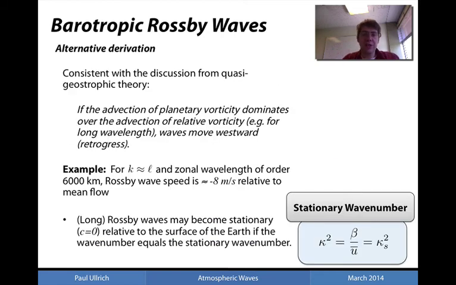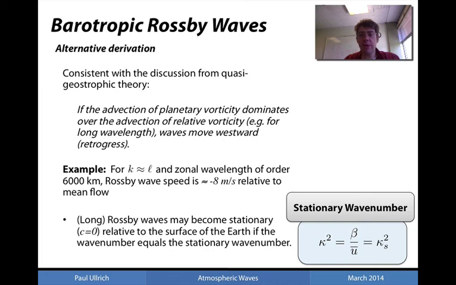So consistent with the discussion from quasi-geostrophic theory, we then observe for barotropic Rossby waves that if advection of planetary vorticity dominates over advection of relative vorticity, then the waves will tend to move westwards. That is, they will tend to regress. So for example, for k approximately equal to l and zonal wavelength of order 6,000 kilometers, the Rossby wave speed is minus 8 meters per second relative to the mean flow, using the phase speed relationship.